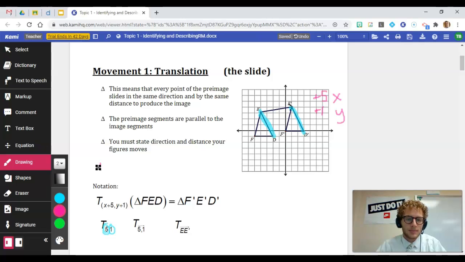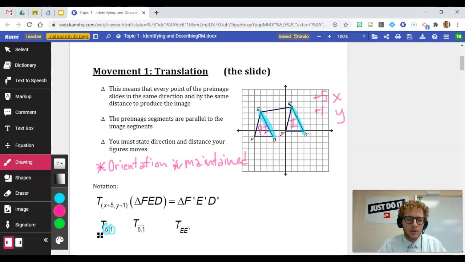The other thing is orientation is maintained. Maintained. So this triangle is called FED. This triangle is called F prime, E prime, D prime. And again, these primes mean that they came second. So this is the pre-image, and this is the image. It moved 5 right, up 1.